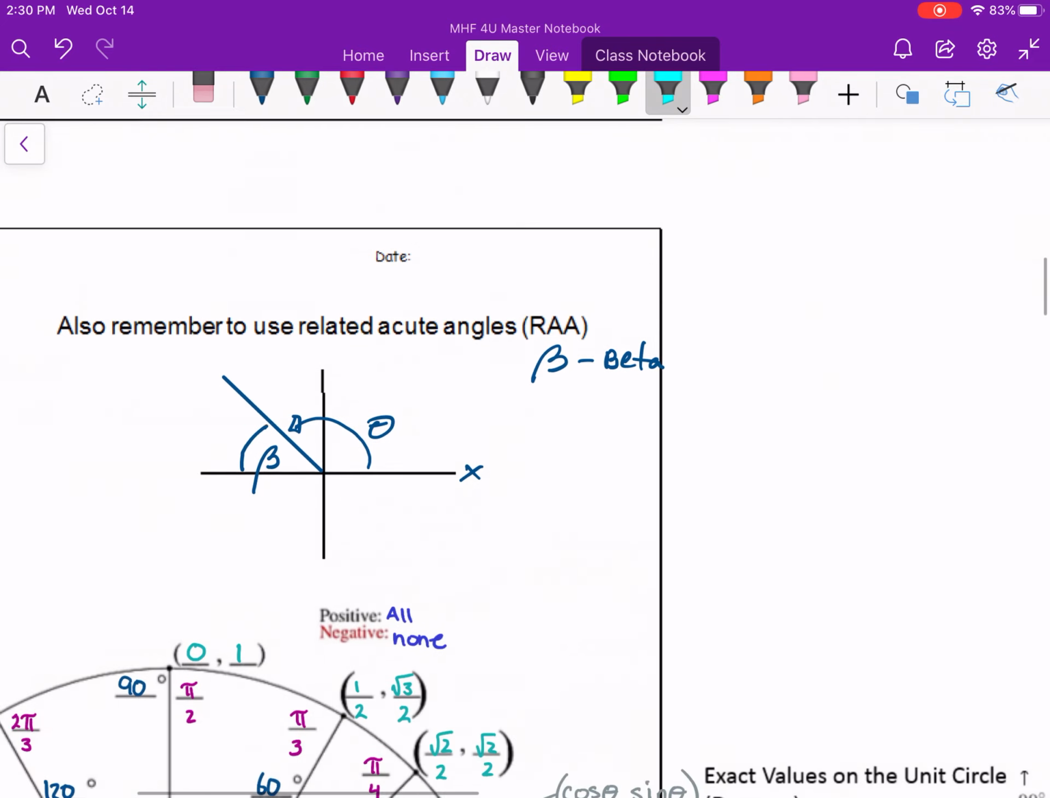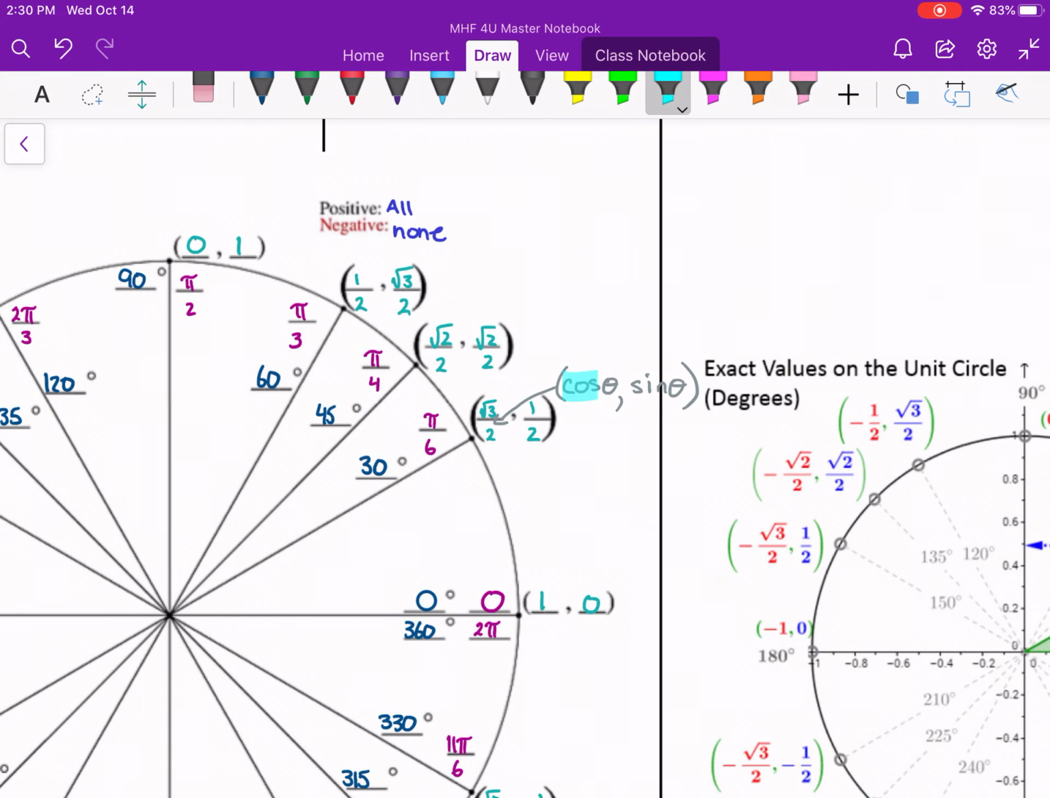So what do I use? Green and blue. So that's just to remind us. So x is just going to be defined as cos theta. Y is just going to be defined as sine theta. And then we could use our special triangles. So for example, pi over 6.